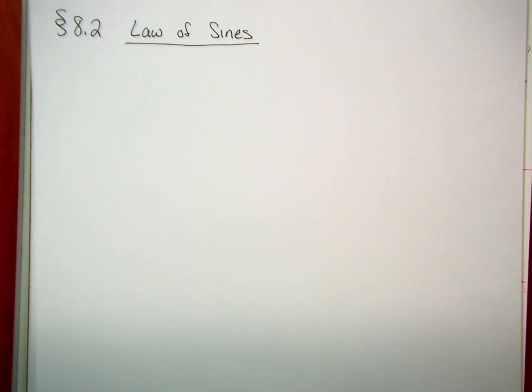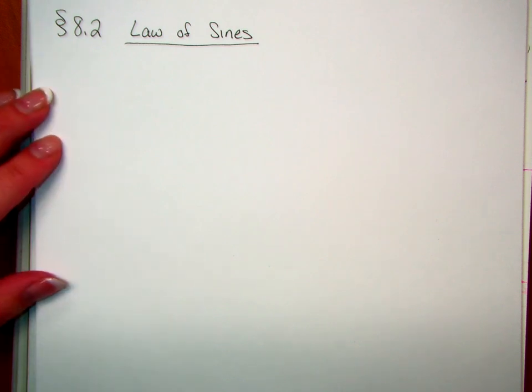Section 8.2, we will be looking at the law of sines, and this is a method to solve a triangle, not necessarily a right triangle, just any triangle. So in order to solve a triangle, you need to find all three sides and all three angles. Usually they're going to give you three of them, some combination of sides and angles, and you will have to find the other three.